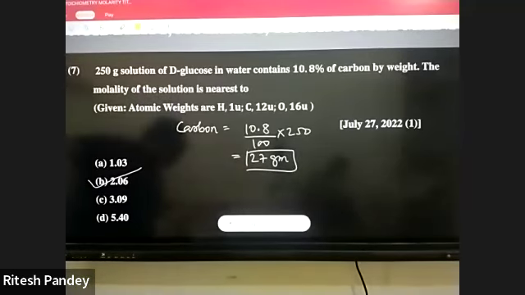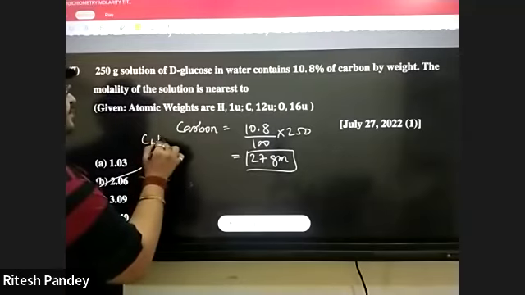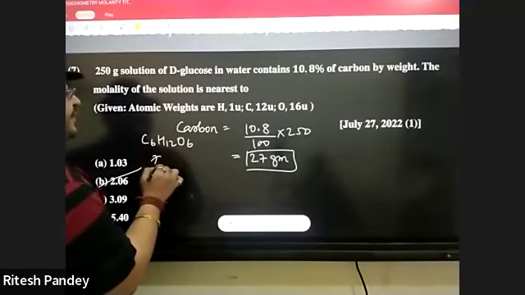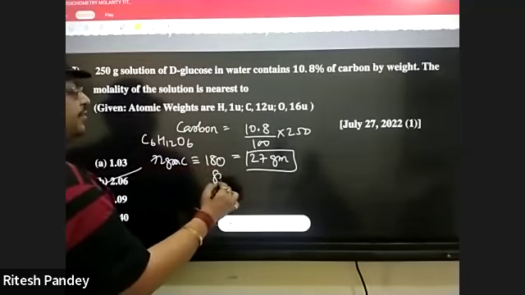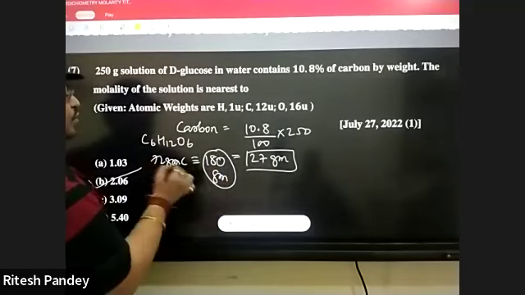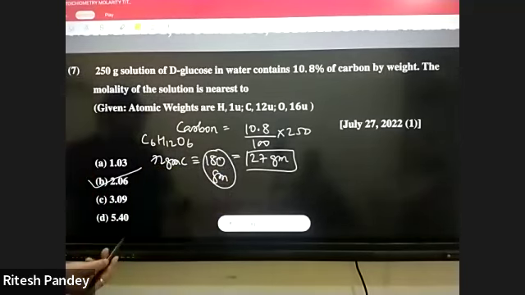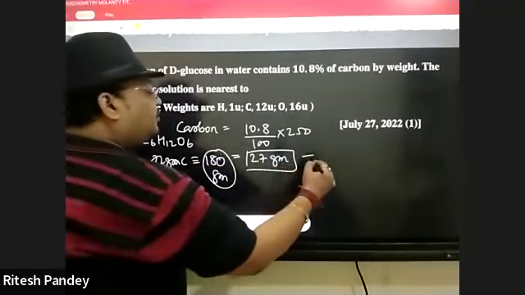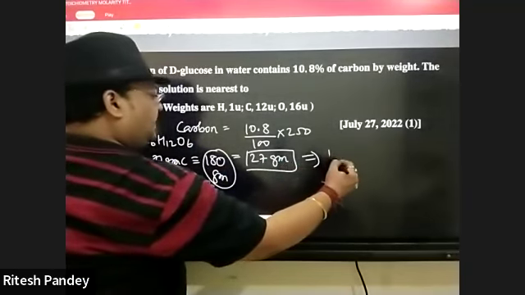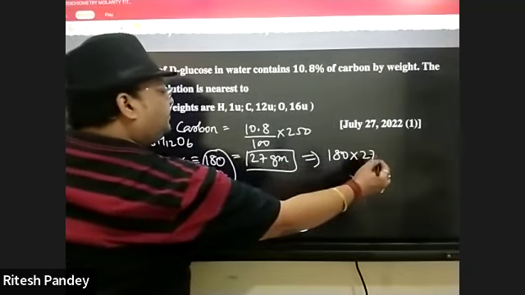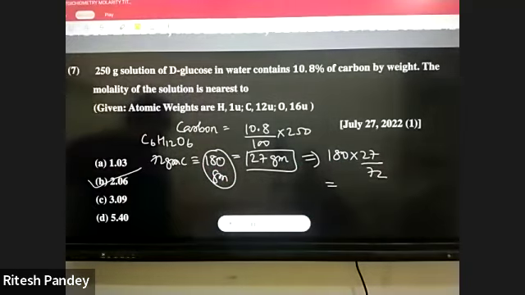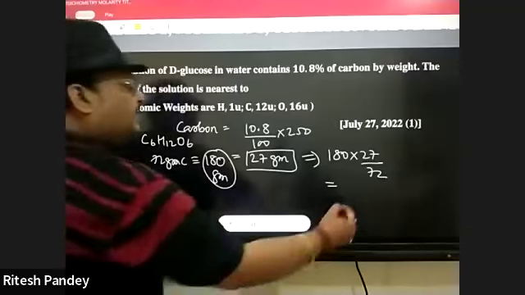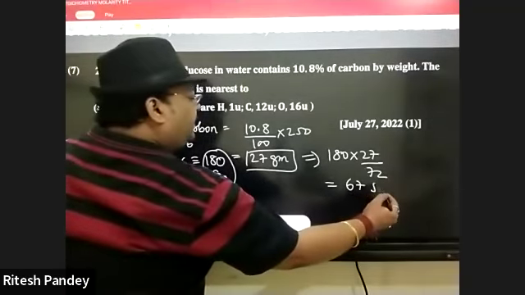27 grams of carbon, how much glucose will that form? In C6H12O6 you have 72 grams of carbon for 180 grams of glucose. So 180 grams of glucose contains 72 grams of carbon. So 27 grams of carbon and the corresponding mass of glucose would be 180 into 27 by 72. I got it like 67.5.